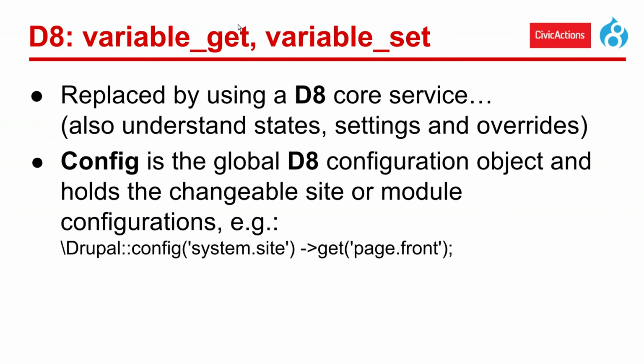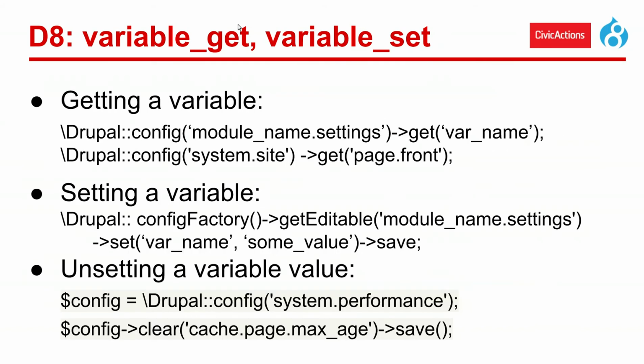Okay, so variable get and variable set are replaced by core services where you are dealing with states and settings and overrides. And this is basically the format. This is to get you the front page. What is the front page? What used to be front, or what is front, or whatever. I forget what that function is. There were like 5 of them, and they kept changing and throwing them away and bringing them back. So getting a variable: Drupal config, module name, settings, get me the variable I want. Drupal config from the system, site settings, get me page front.